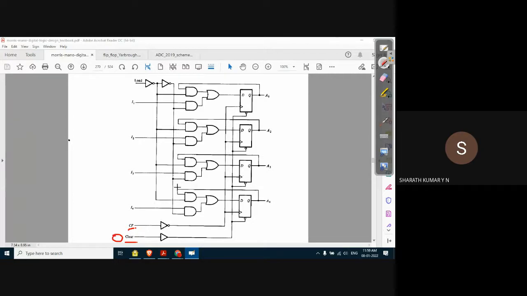If clear is 0, all the outputs of the flip-flop become 0. That means we are flushing out all the data. Very simple. We're clearing the data, and then once the clear input is 1, output depends on the input of the flip-flop.